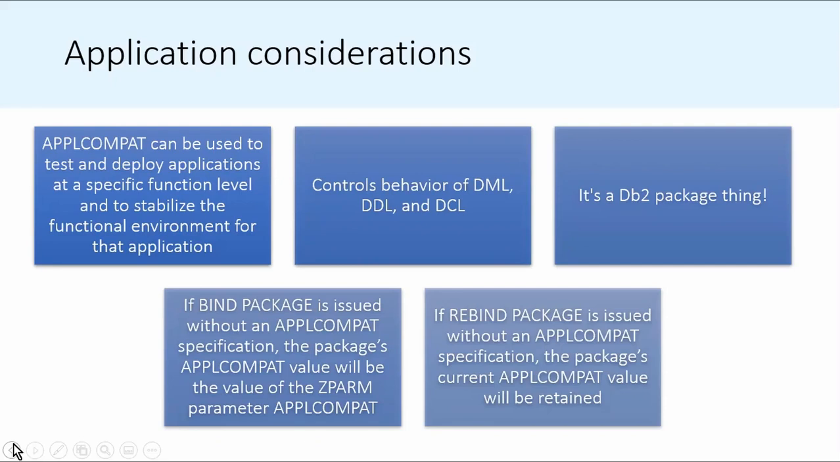What if my system programmer left the zparm at V11R1? Now my package says V11R1, and I'll be restricted to version 11 behavior. Do I need to use the zparm to set APPLCOMPAT? No. If I bind a new package, I can specify what I need. I know I've got SQL in this new package that's going to use features in Db2 12 function level 505. So I bind this package and I specify application compatibility V12R1M505.